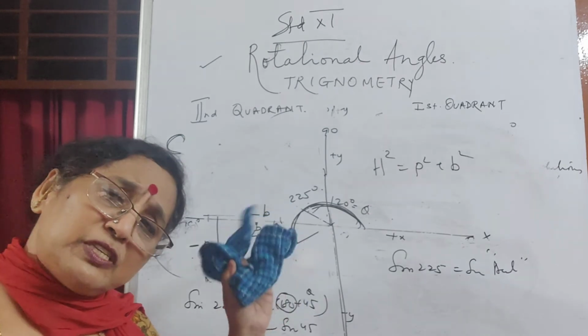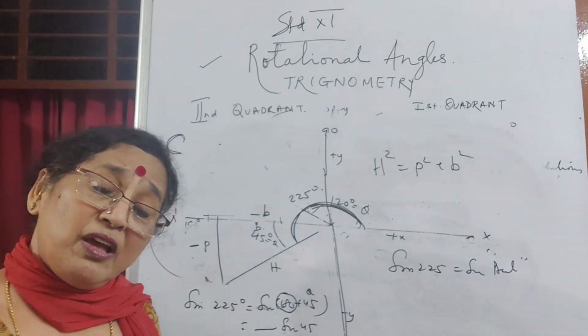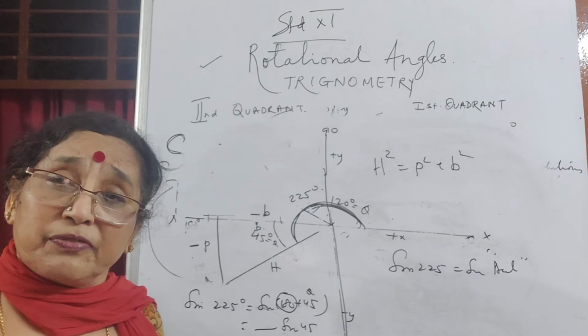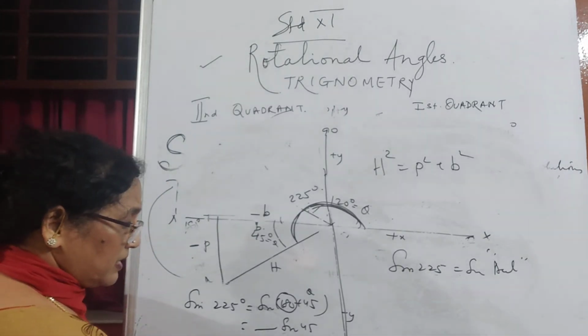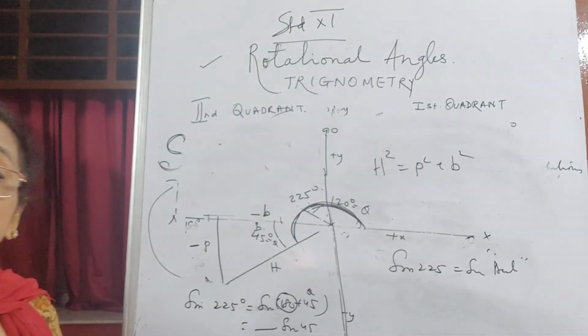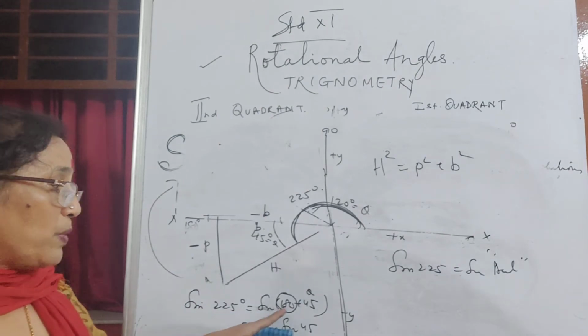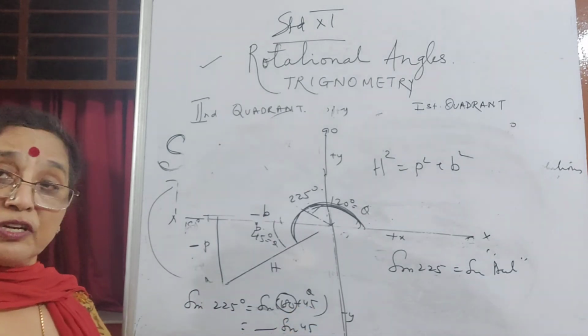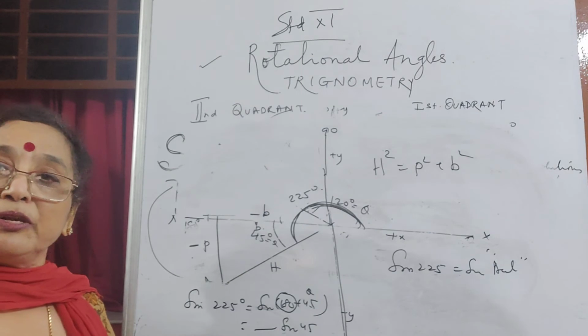Positive tan 45, positive cot 45. Sine will be negative, tan positive. Cos will be negative. So here you will get minus 1 by root 2. Cos of 225, cos of 180 plus 45, is minus cos 45, that will be minus 1 by root 2.